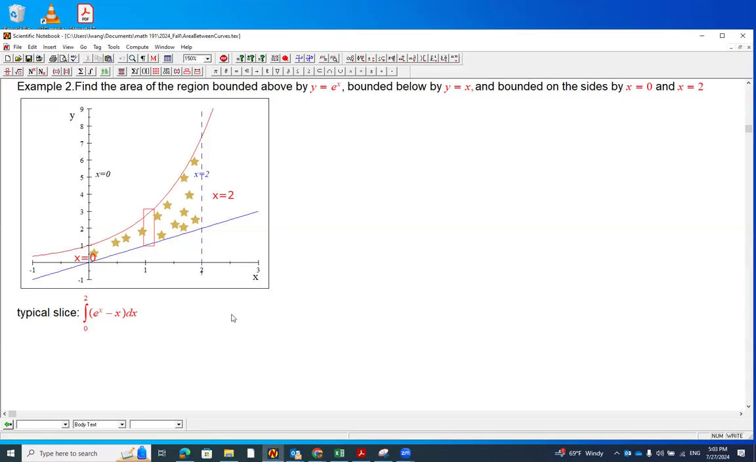And let's finish the question. Typical slice, actually, I should put it here. I will write the typical slice this way, or you can use delta x. So, area between curves.